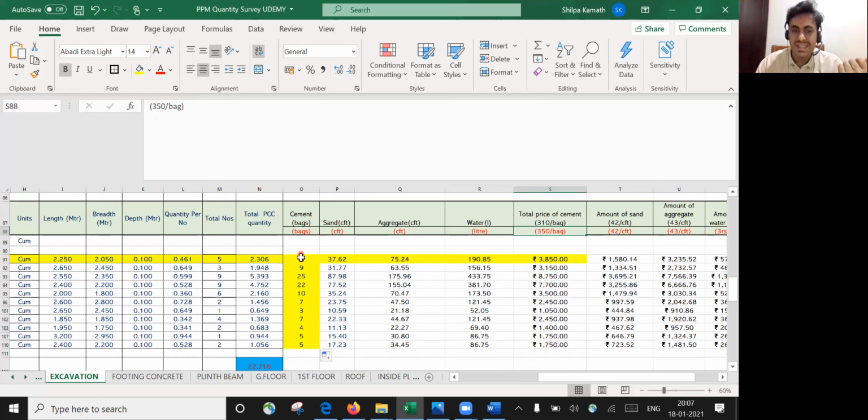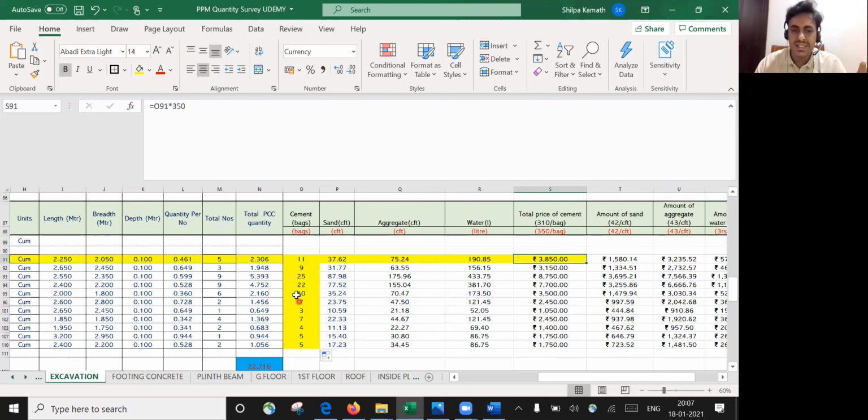What you have to do is multiply 11 into 3, 11 into how much? 11 is the number of bags required. One bag costs 350 rupees. 11 into 350 comes out to be 3850 rupees. Try to do it for all the bags.